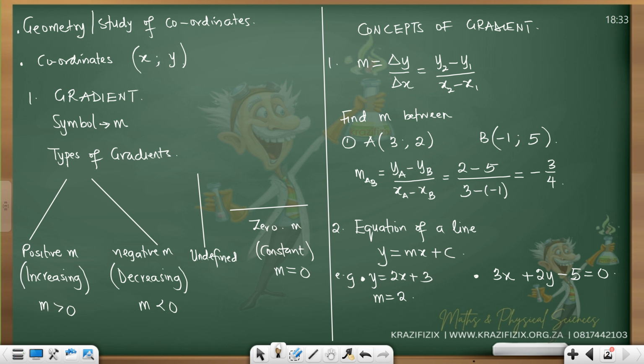-3. How did you get -3? -3 is wrong. Let's make y the change of subject. Yeah, now you're talking. Because if I move everything over, I'll have 2y.